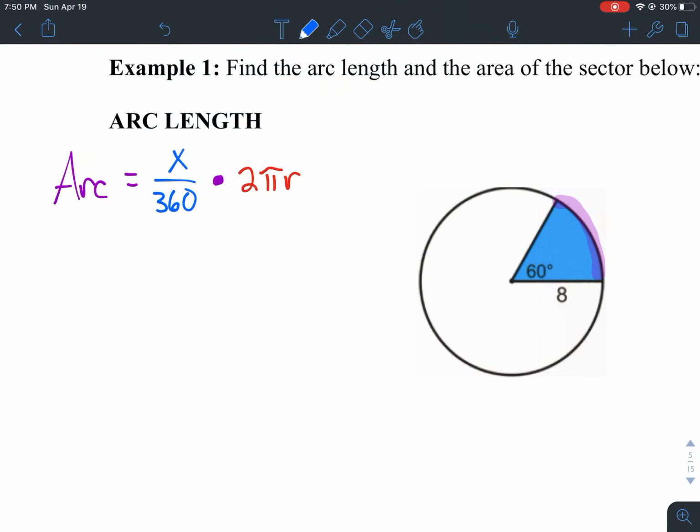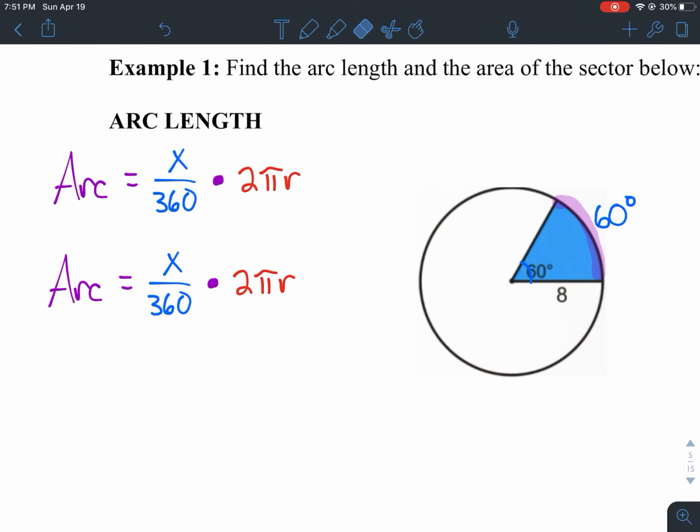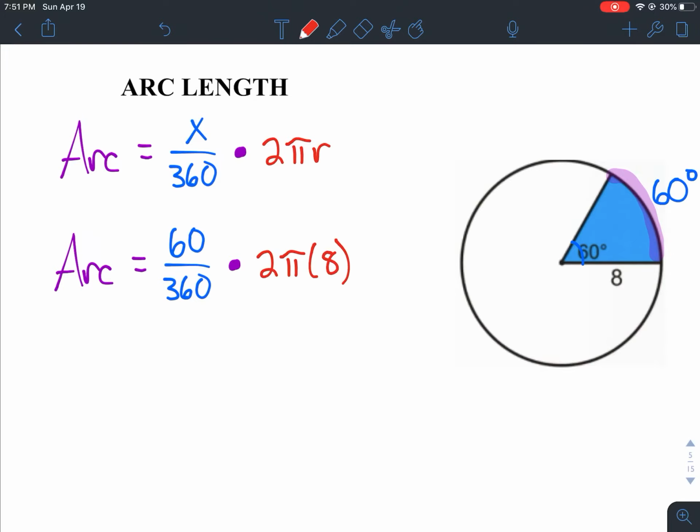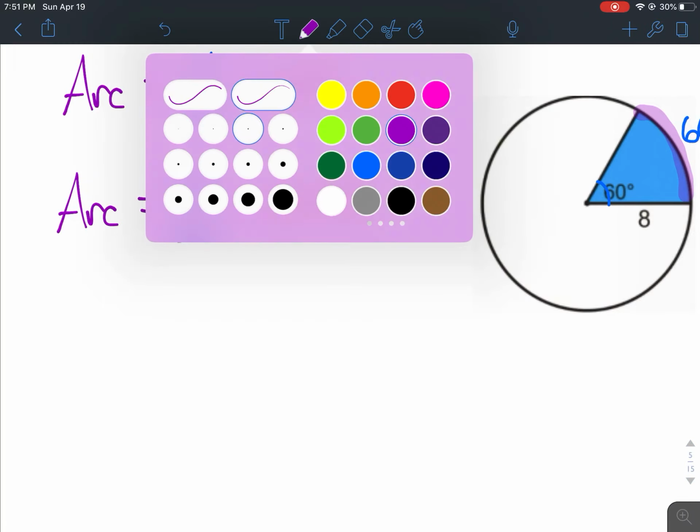We know that the angle here is 60, so that means that this arc measurement is 60 degrees, so that's going to help us with filling this formula out. So it's going to be 60 over 360 times the circumference, which is 2 pi r. Now in this formula, we need to fill in the radius, which is given to us, which is 8. And all we do from here is solve.